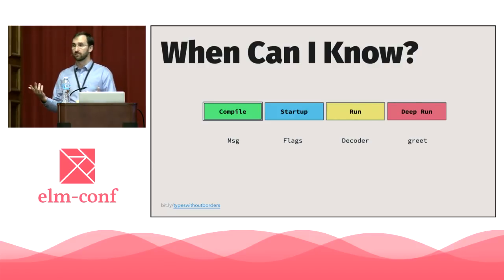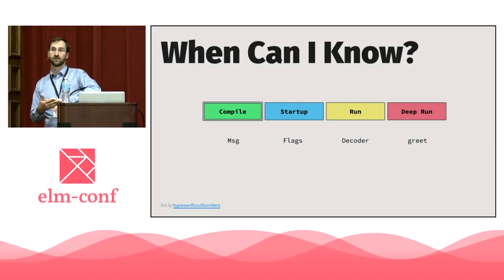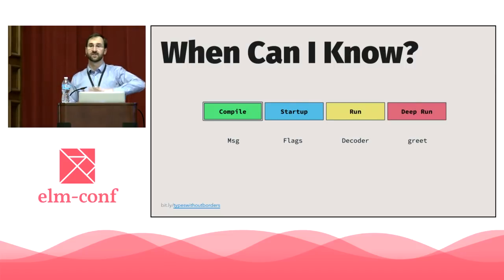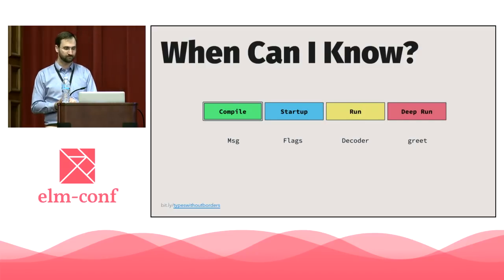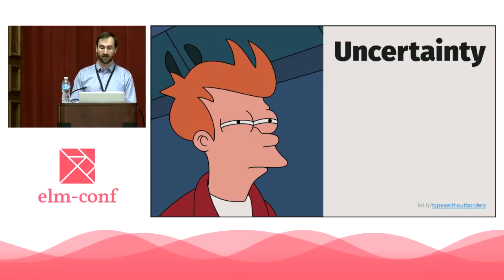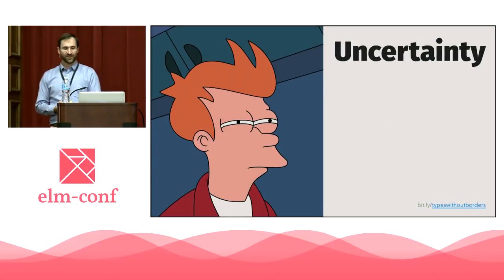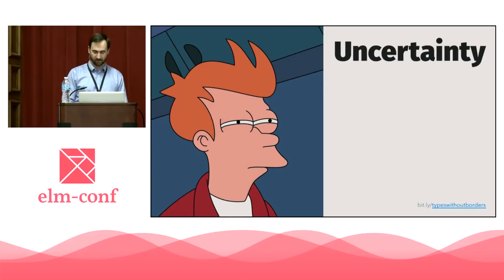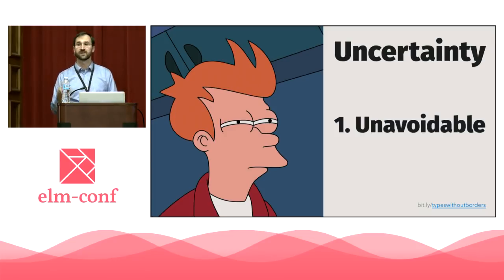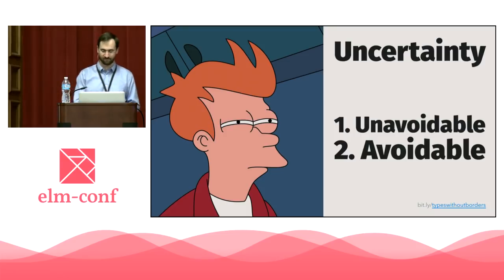So we knew that when we ran our application. And then with our JavaScript greet function, we didn't know when the JSON response came back that something went wrong, but we knew because it was lazily checking those assumptions. So that's upon deep running. So let's talk a little bit about uncertainty. There are two types of uncertainty that I'm going to talk about here. One is unavoidable uncertainty, and the other is avoidable uncertainty.